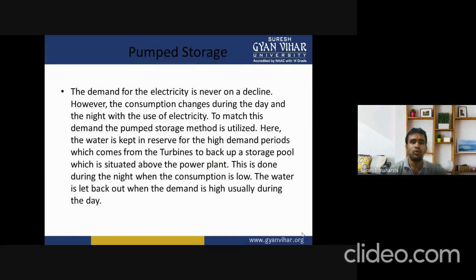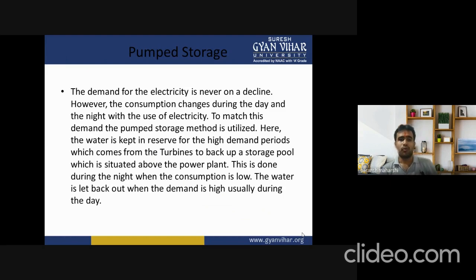Now we will discuss pump storage. The demand for electricity is never on a decline. However, the consumption changes during the day and the night with the use of electricity. To match this demand, the pump storage method is utilized.